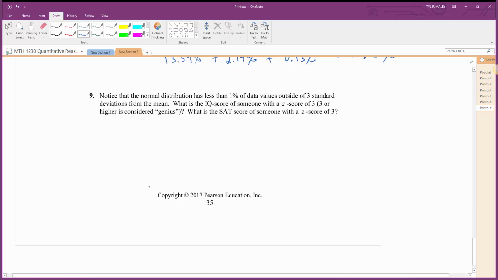So for IQ, we want to know the IQ. This was 100 plus 15 times 3, which would be 145. For SAT, this would be 500 plus 100 times 3, which would be 800. So these are the scores you'd have to get to have a z-score of 3.